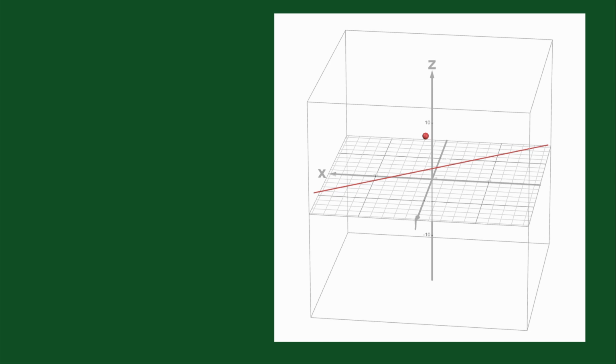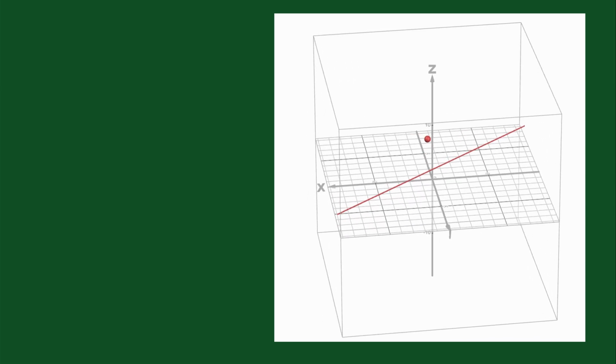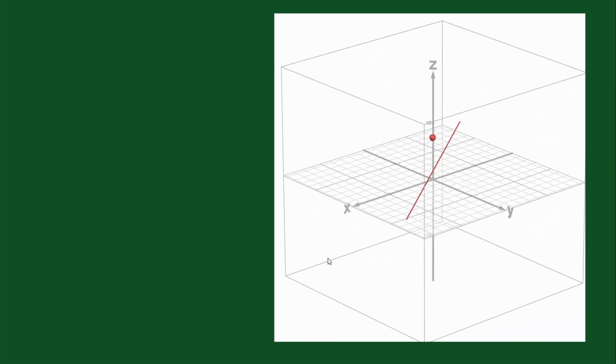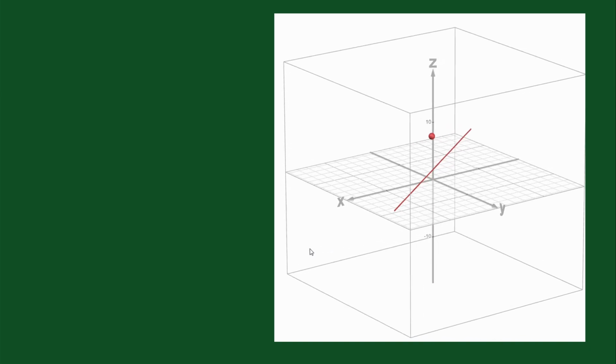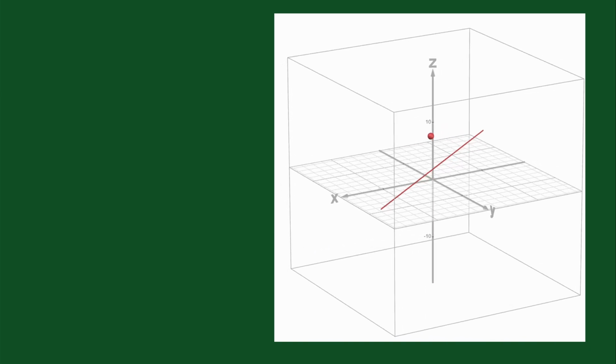How do we find the distance between a point and a line when they exist in 3 dimensions? If you're wondering how to do this in 2 dimensions, go back and watch the previous video in this playlist. In 3 dimensions, we have a slightly different formula that we have to use. And first what I'd like to do is demonstrate how this formula works.